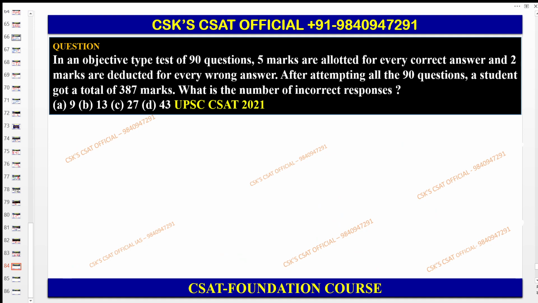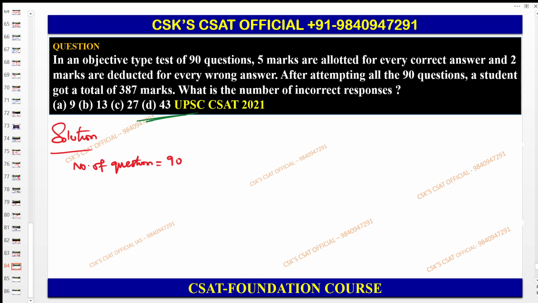Here, this question we will solve with respect to the number system concept itself. Very simple question. If you know the numbers, then it is just adding and subtracting. If you know this logic, then you can easily solve it. So now listen carefully. In an objective type test of 90 questions, first of all, take the number of questions. First try to frame the data.